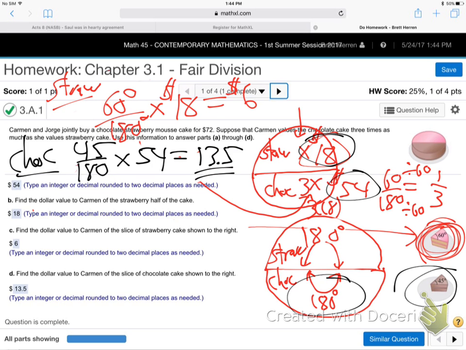See how I'm doing that? The chocolate is 45 out of 180 times the value of the chocolate half, times the 54. $13.50. That's what that's worth to Carmen, that 45-degree chocolate chunk.